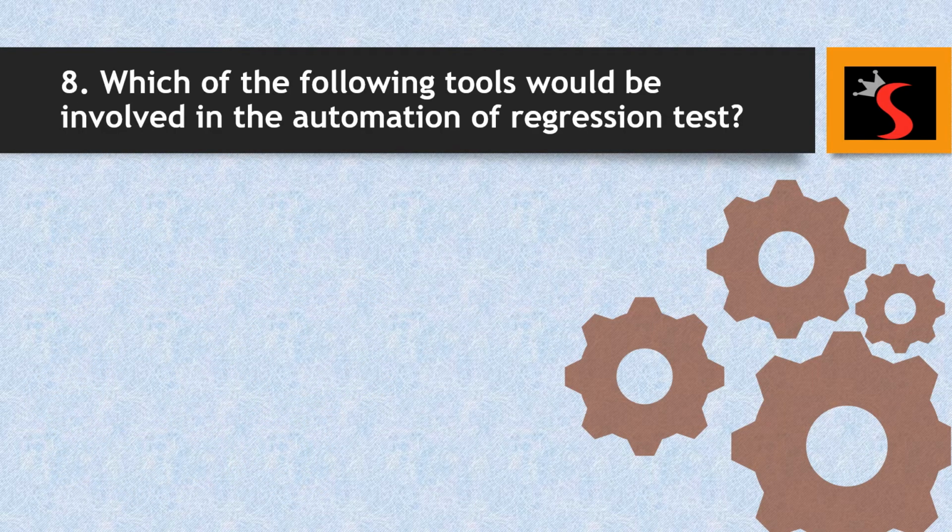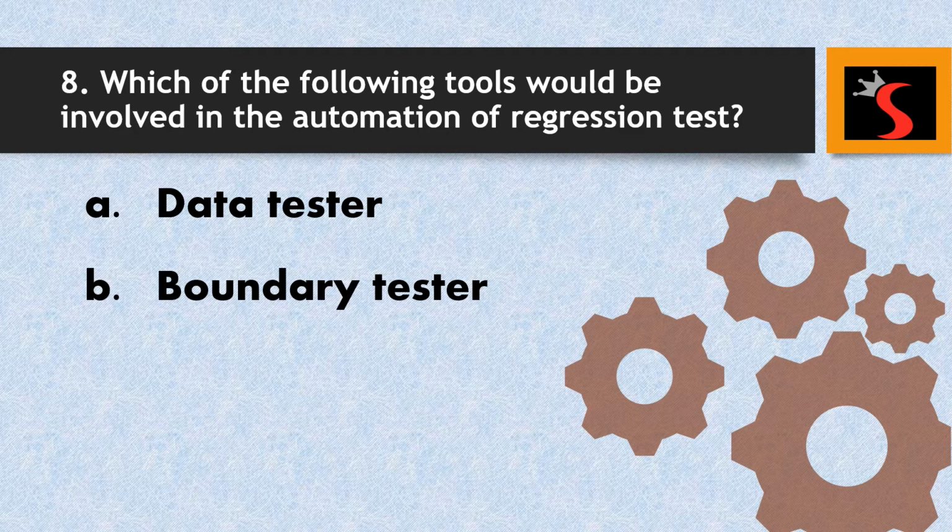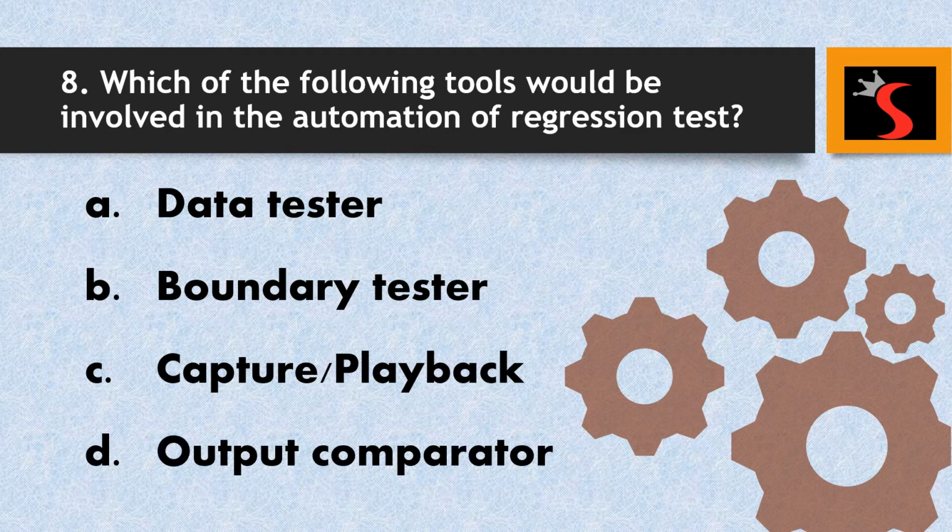Which of the following tools would be involved in the automation of regression test? A. Data tester, B. Boundary tester, C. Capture and playback, or D. Output comparator. And the right answer is option C. Capture and playback.